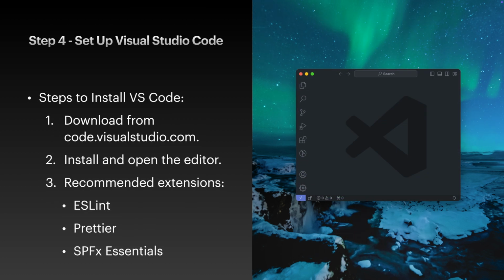Visual Studio Code is the code editor we will use throughout this series. Here's how to set it up. Go to code.visualstudio.com and download the installer for your operating system. Install and open VS Code. To make development smoother, I recommend installing the following extensions: ESLint, it will help with linting JavaScript and TypeScript code. Prettier, for automatic code formatting. SPFx Essentials, for SharePoint specific features. Once you have installed these, you are ready to start coding.